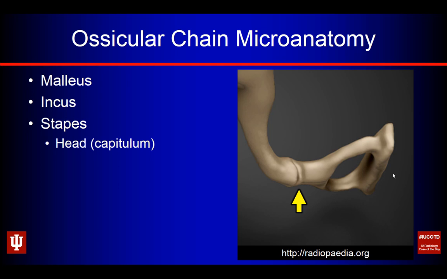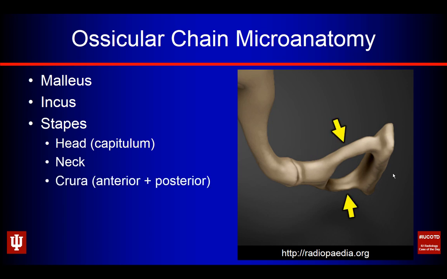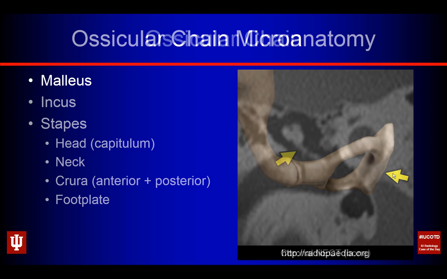So we have our incudostapedial joint, where the lenticular process of the incus joins up with the head of the stapes, or the capitulum of the stapes. You can see the yellow arrow pointing at that. There's a neck to the stapes, and then we have crura, an anterior and a posterior crura, and then eventually we see our footplate, and the footplate sits right up against the oval window.